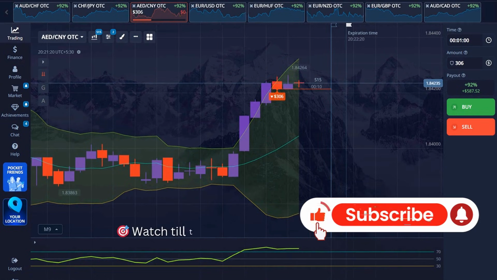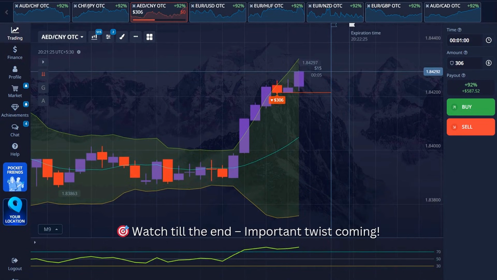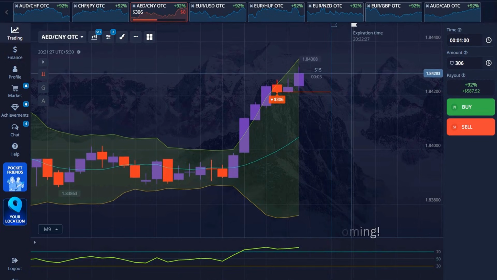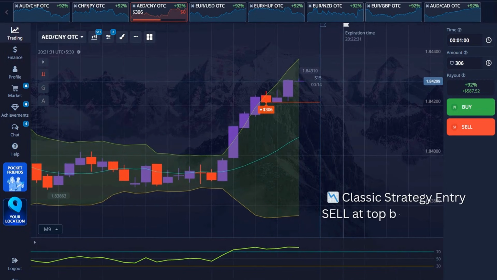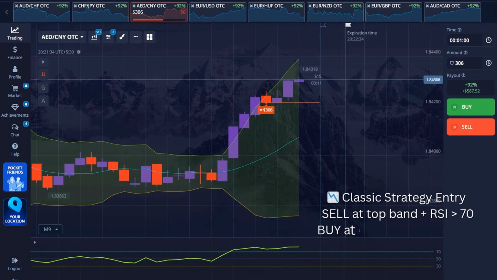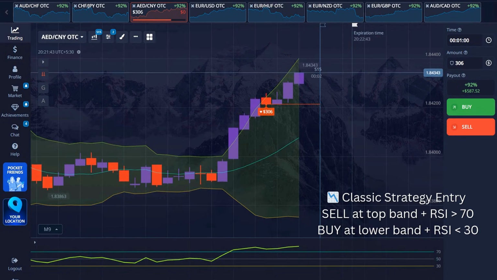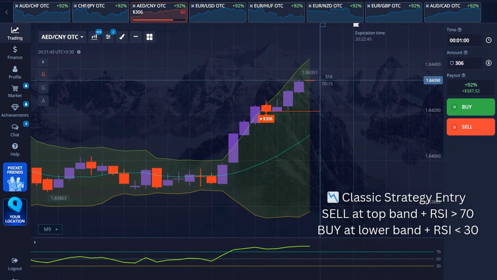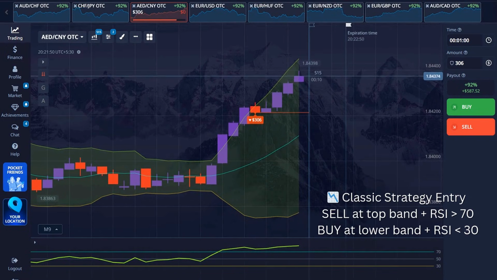Now let's dive in. Please watch this video till the end because both the indicator settings and the twist in this strategy are very important. First, the basic strategy. When a bullish candle touches the upper Bollinger Band, a confirmation bearish candle forms, and the RSI is above 70, then normally we take a sell trade with 1-minute expiry. And when a bearish candle touches the lower Bollinger Band, a confirmation bullish candle forms, and the RSI is below 30, then we take a buy trade.